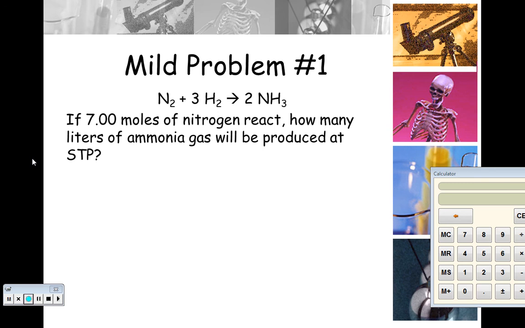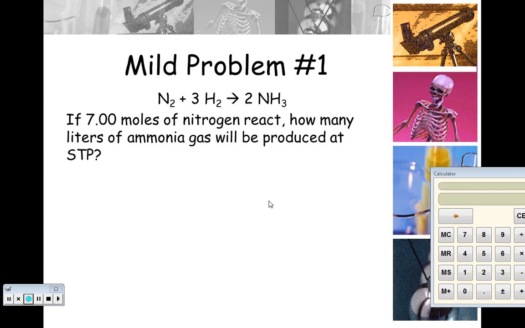It says N2 plus 3H2 yields 2NH3. It's already balanced, they already gave me the equation. Now it says, if 7 moles of nitrogen react, how many liters of ammonia gas will be produced at STP? Let's write out what we're trying to go to.